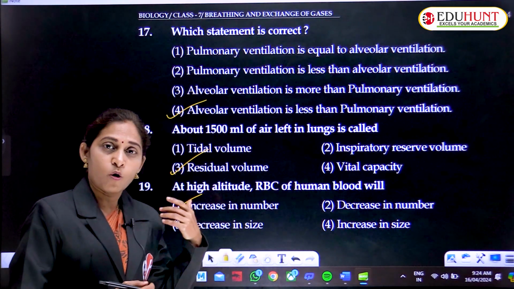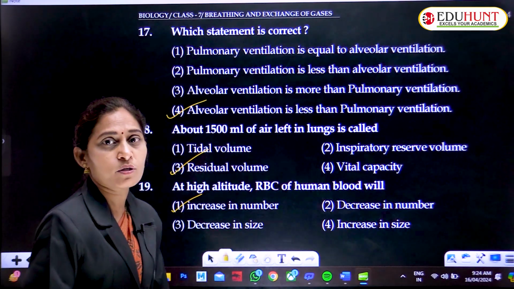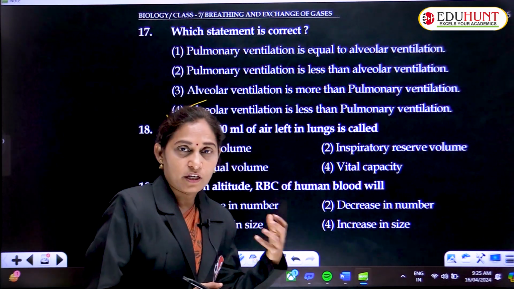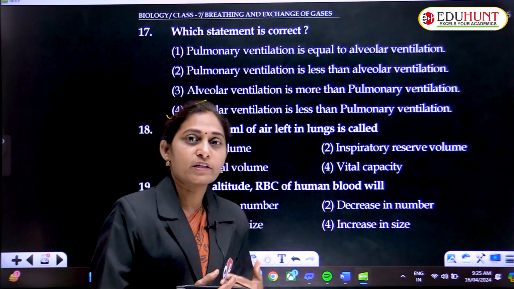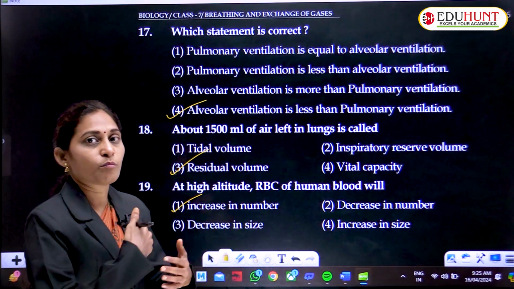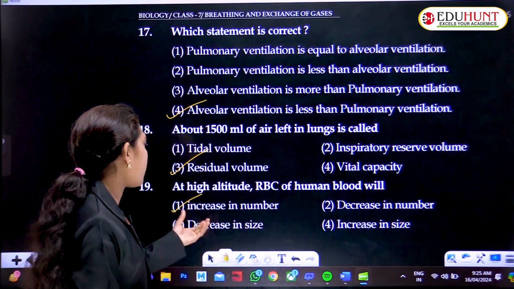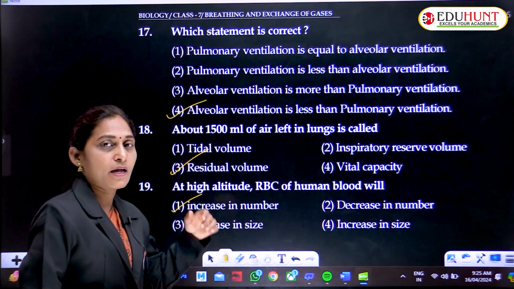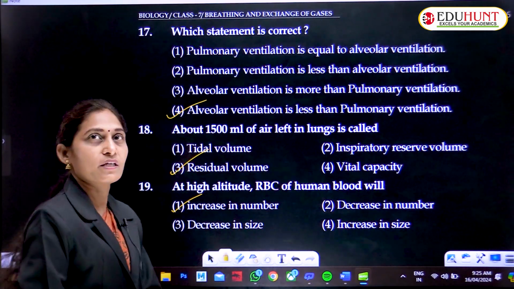induces bone marrow to produce more number of RBC. Erythropoietin is the hormone that is induced by kidney. When the kidney induces erythropoietin, this will in turn induce bone marrow to produce more number of RBCs. This is the case where at high altitudes the human RBC number increases.